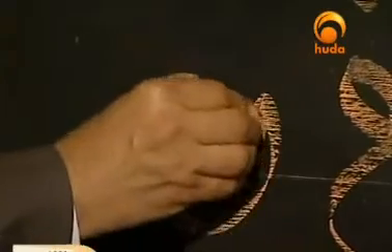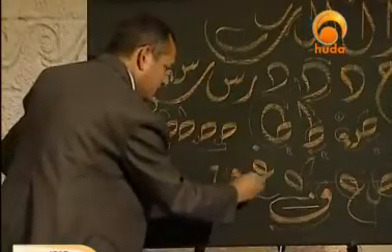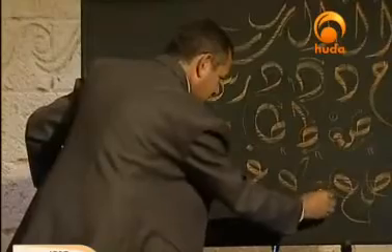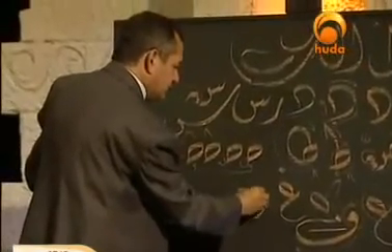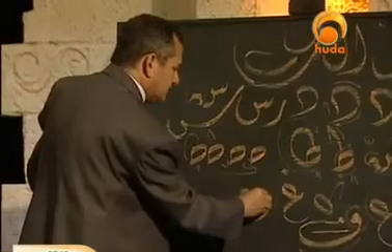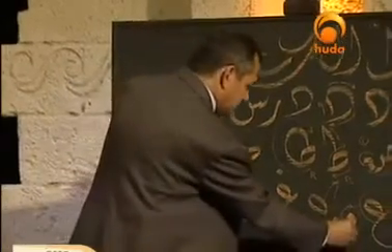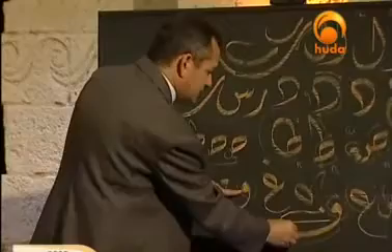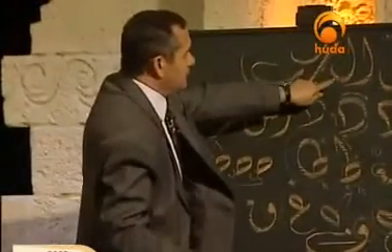Qaf, we will make it the same head with the body, come up, and two dots here. So this is same, and this also same. Fa and qaf are common, the same shape and the head, but this is different in the body.